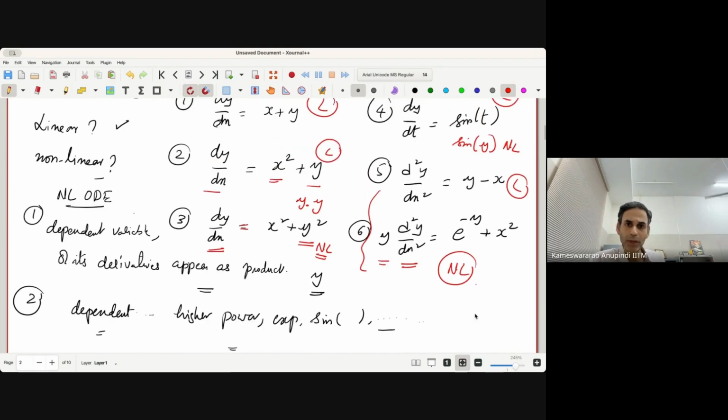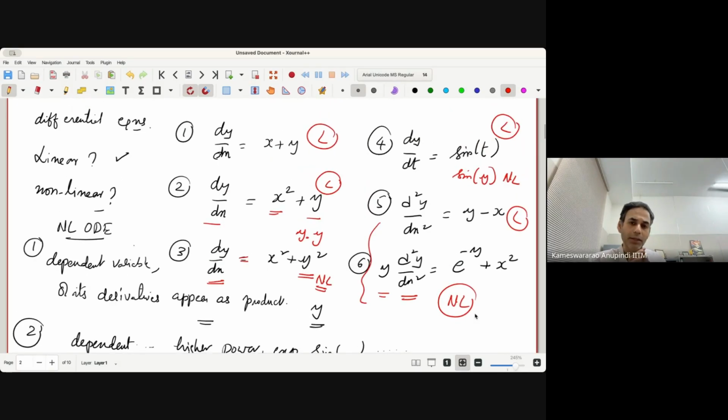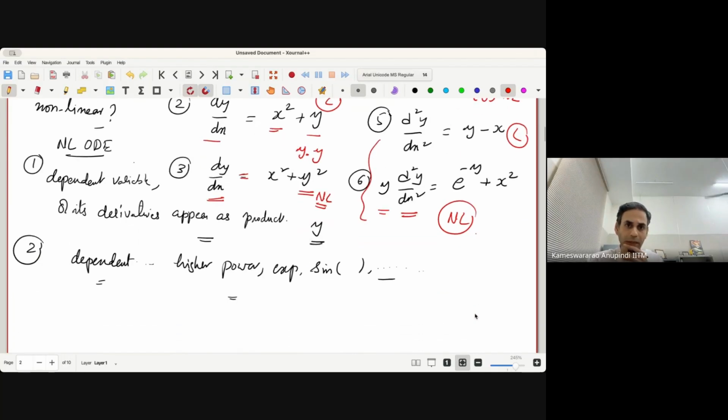Fine. Now, why we are differentiating between linear and nonlinear is that if something is linear, we can try to directly solve it with whatever methods we will discuss. If something is nonlinear, then we have to linearize it and then solve it. We will see how that needs to be done as we go along.